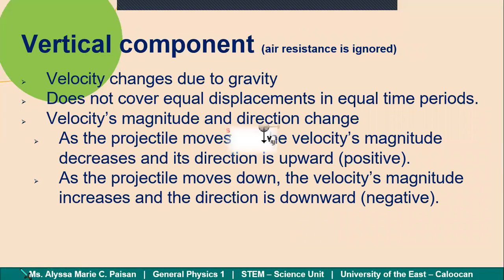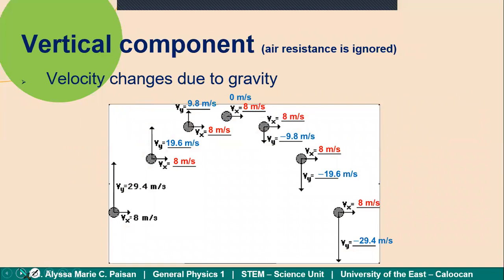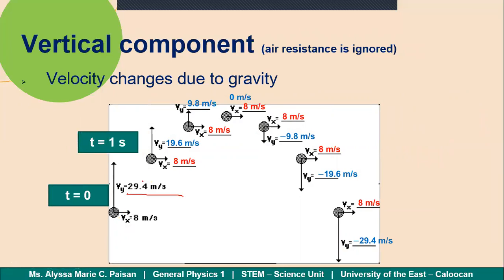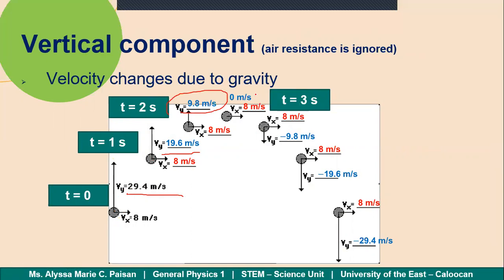Okay, sige, tingnan natin. Isa-isahin natin. Sa una, velocity changes due to gravity. Ito yung unang difference between the horizontal and the vertical. Because remember, in horizontal, the velocity does not change. Here, it changes. At t is equal to 0, it's 29.4 meters per second. After 1 second, naging 19.6. Ayan, tingnan nyo yung kulay blue na font na number. And then at t is equal to 2 seconds, naging 9.8. And then at the highest point, time is equal to 3 seconds, ito siya.